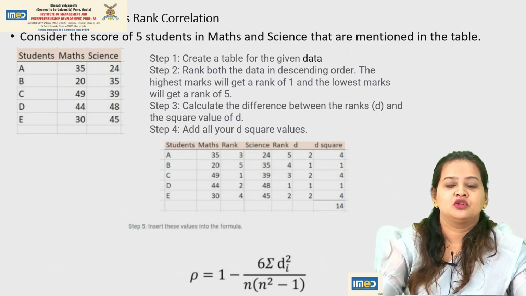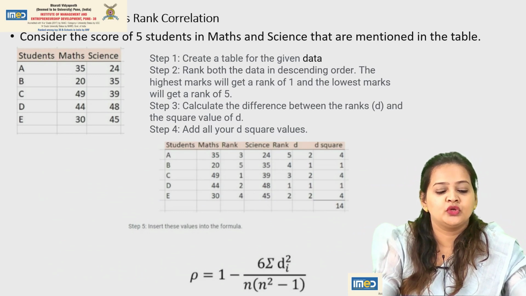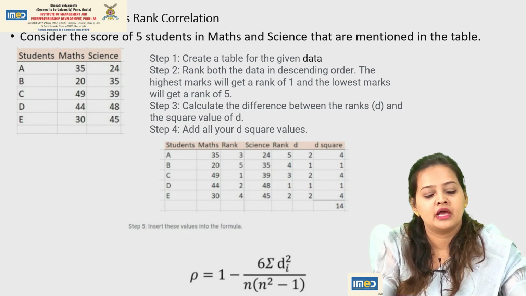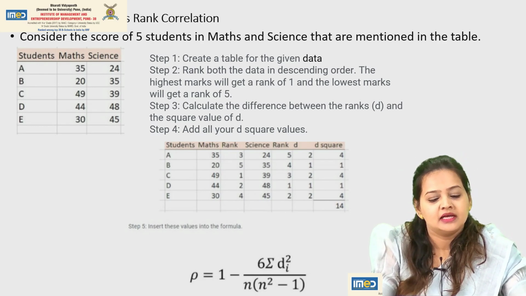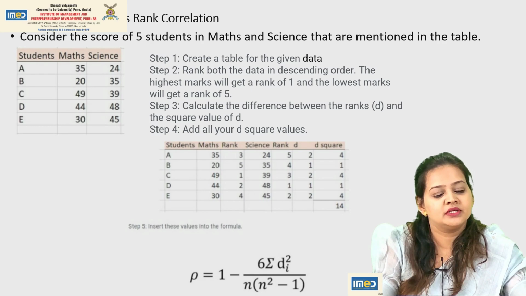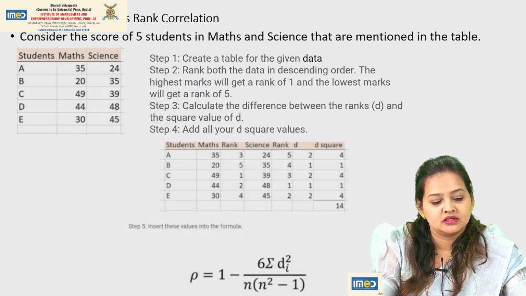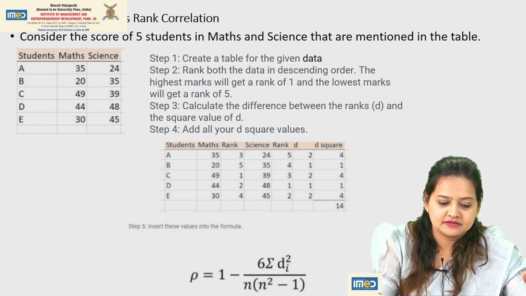Next, let us see a numerical based on the Spearman's rank correlation coefficient. Over here, you have to consider the scores or marks of 5 students in mathematics and science that are mentioned in this particular table. The first column is about the students A, B, C, D, E. The second column is maths and the third column is science.